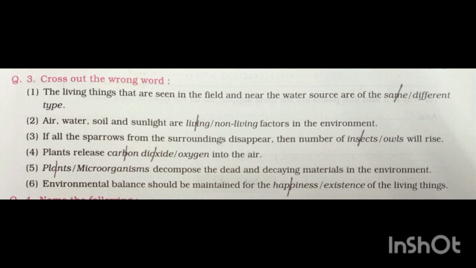Now question number 3, cross out the wrong word. First one, the living things that are seen in the field and near the water source are of the same or different type. The cross out wrong word is the same. Now second one, air, water, soil and sunlight are living, non-living factors in the environment. The answer is non-living factors in the environment. So the wrong word is living.